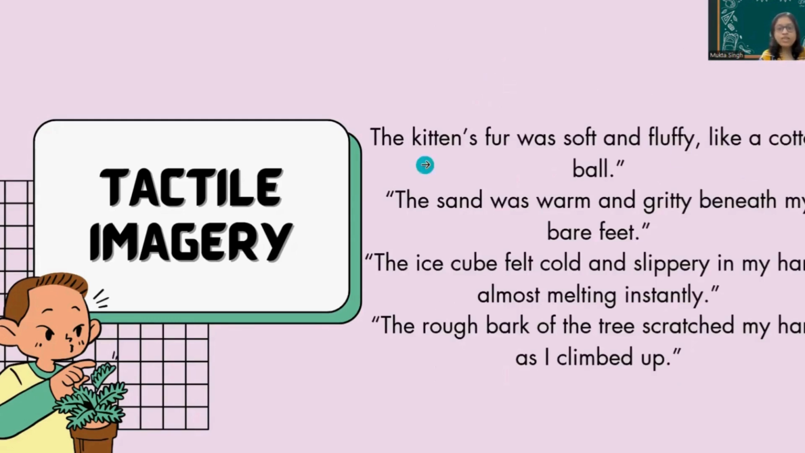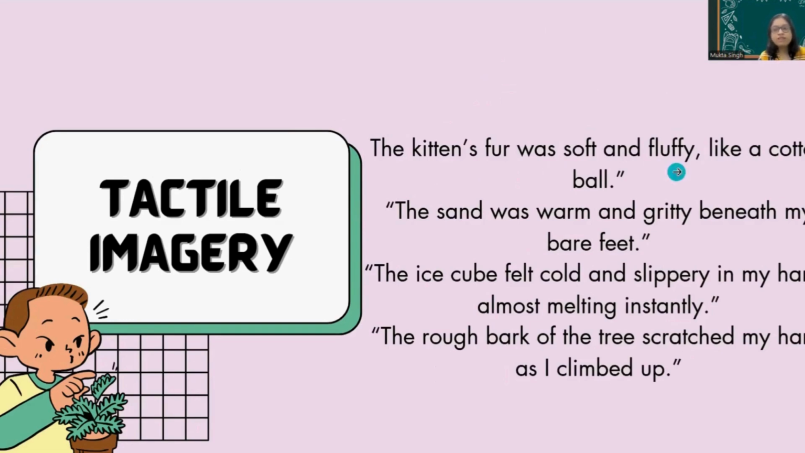Examples. The kitten's fur was soft and fluffy like cotton wool. The sand was warm and gritty beneath my bare feet. The ice cube felt cold and slippery in my hand, almost melting instantly. The rough bark of the tree scratched my hands as I climbed up. So these descriptions help us to understand what a thing feels like on our skin.